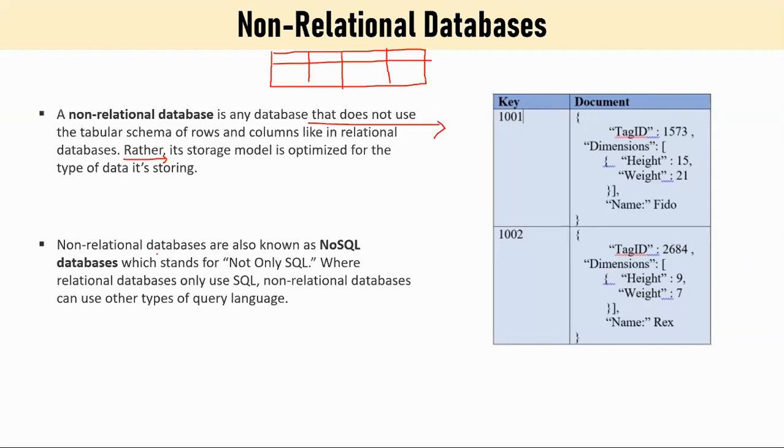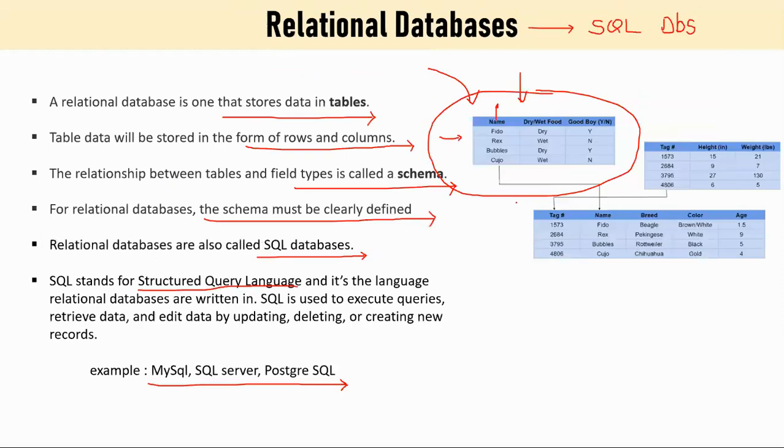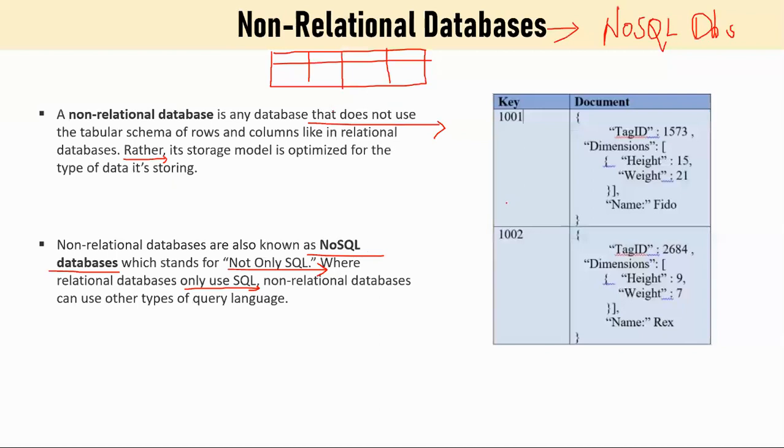Non-relational databases are also known as NoSQL databases, which stands for not only SQL. Here you are not only using SQL, you will be using some other languages also. Where relational databases only use SQL, non-relational databases can also use other types of query languages. So that is the reason they are also called NoSQL DBs.